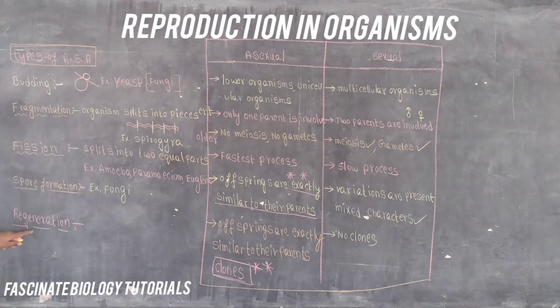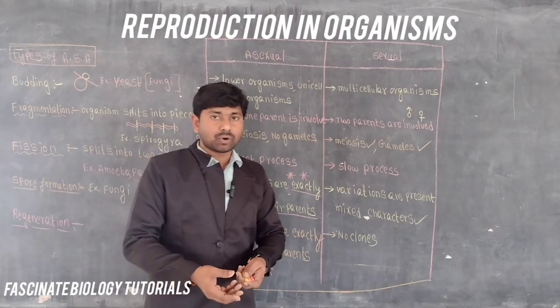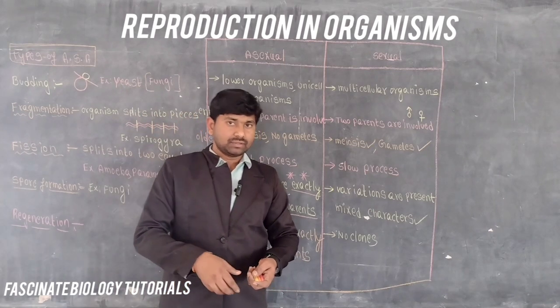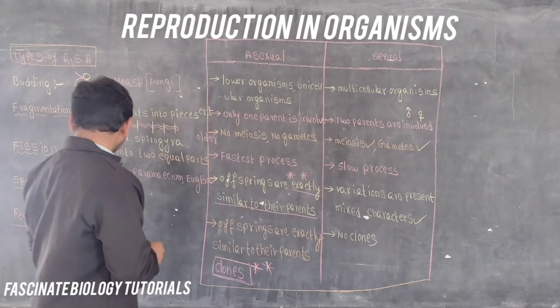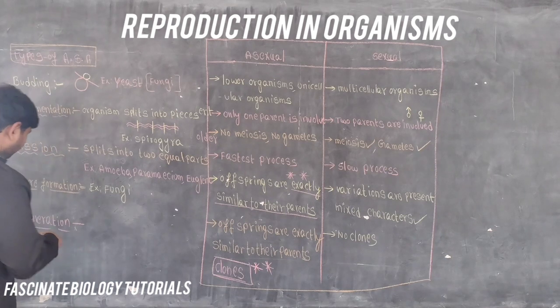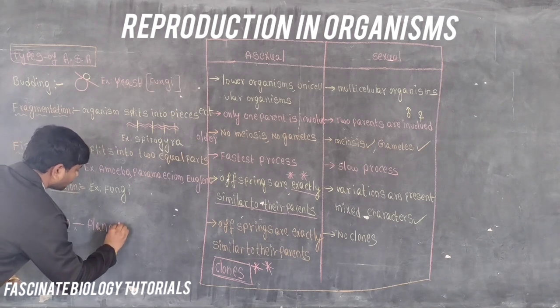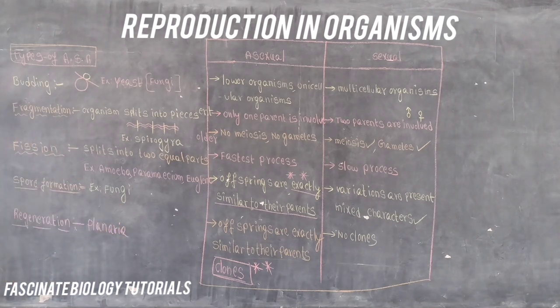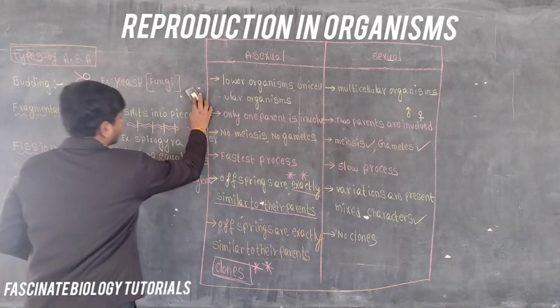Regeneration, as the name suggests, means that if an organism loses any part of its body, it can regenerate the entire body. That is known as regeneration. The best example of regeneration is planaria. These are the different types of asexual reproduction: budding, fragmentation, fission, spore formation, and regeneration. Now the last point, very important.